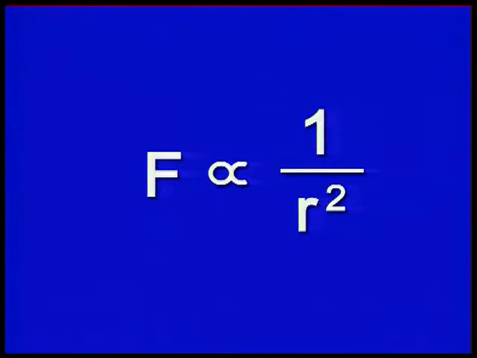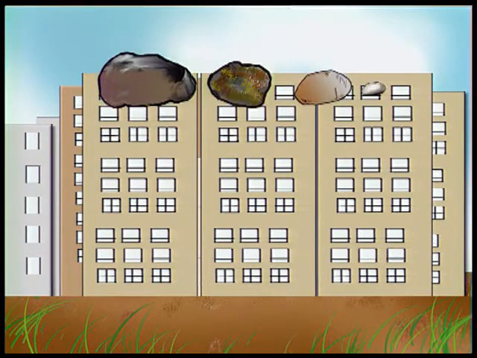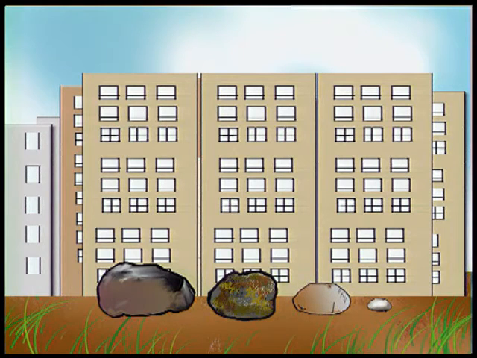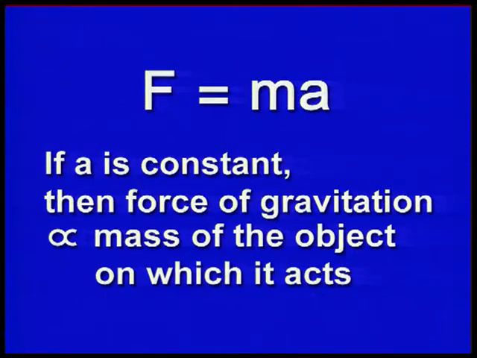He had already found that it was proportional to 1 by r square, where r is the distance between the two objects. The difficult part was to find the dependence of force of gravitation on the mass of the body on which it acts. For this, Newton turned to Galileo's idea that the objects of different masses near the Earth have the same acceleration. Using his second law, F is equal to ma, and the fact that a is constant, it was easy to see that the force of gravitation must be proportional to the mass of the object on which it acts.